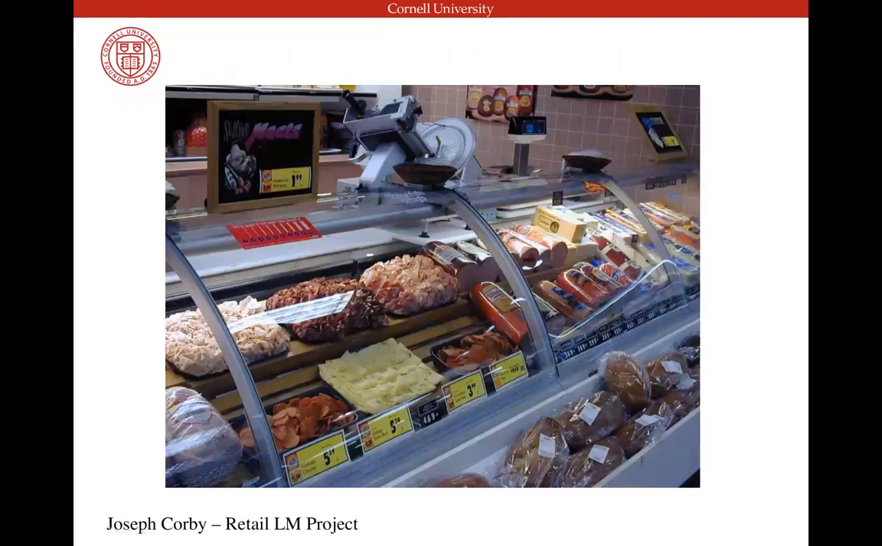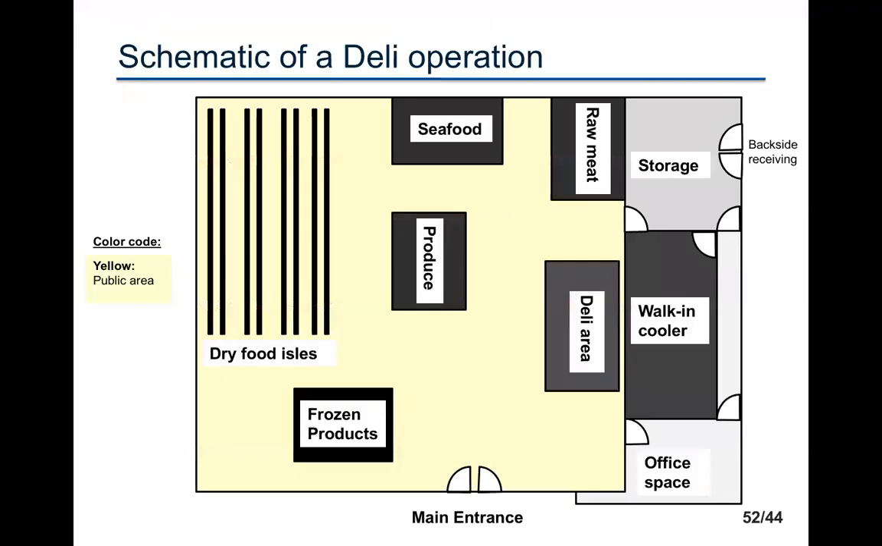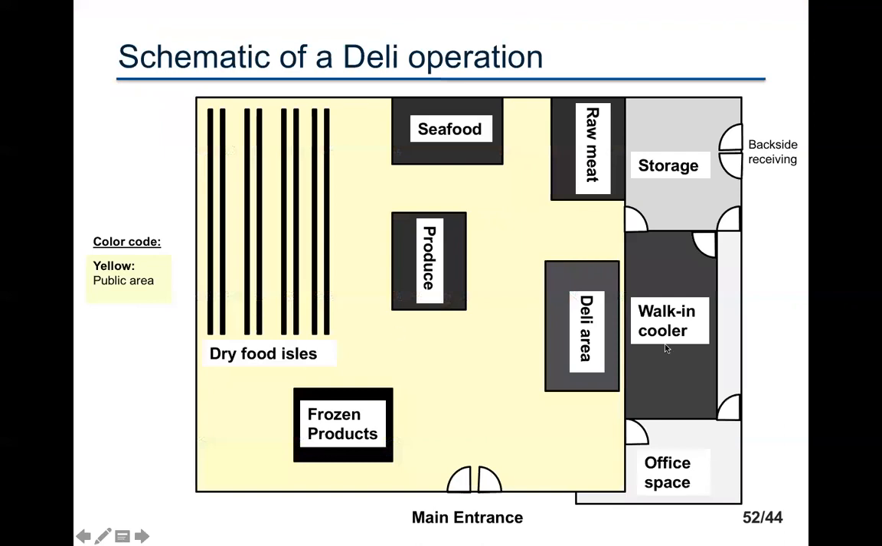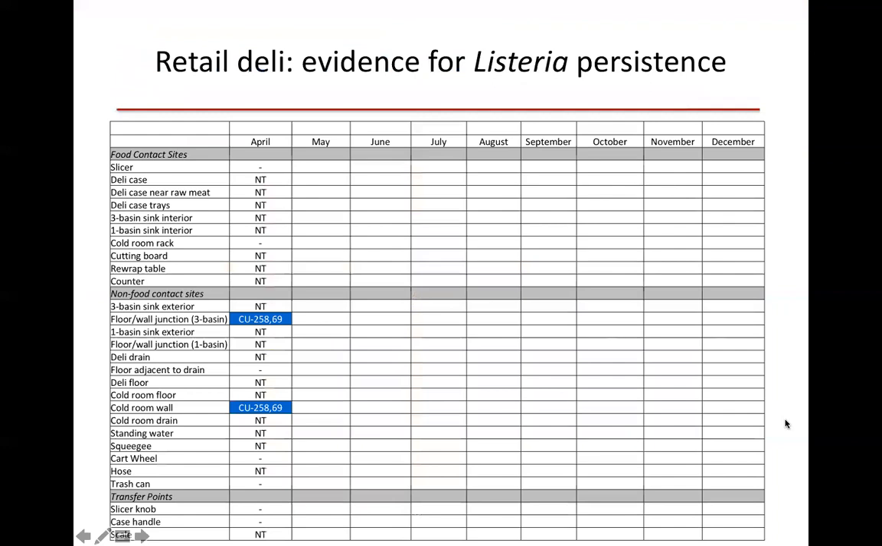So what we might see is a deli case, for example, or a deli slicer. Let's give an example in context with a deli. Let's say you've got your deli area over here, your walk-in cooler back here, and maybe a few other high-risk foods that you need to investigate. So here's an example. You've got your sites along the left side, and then the sampling months along the top. And this is real-life sampling data from a deli.